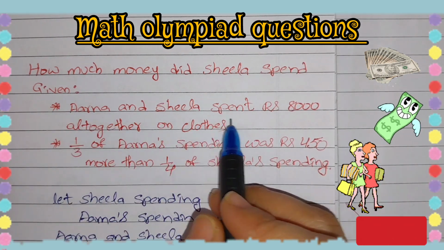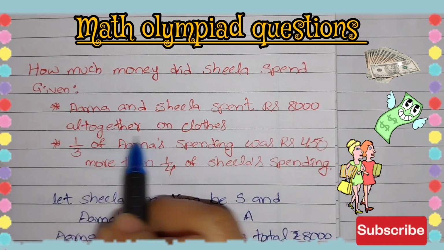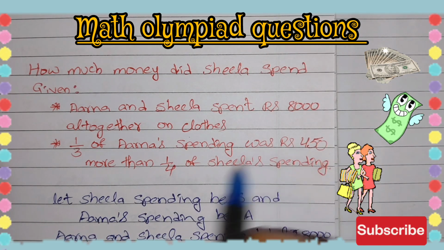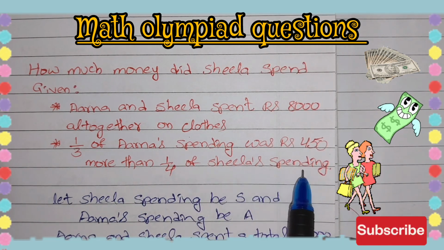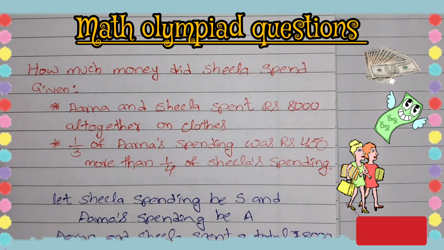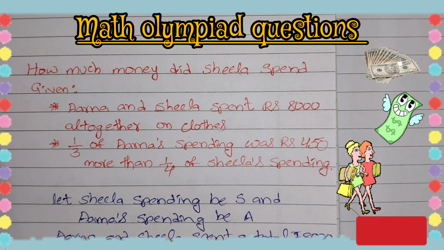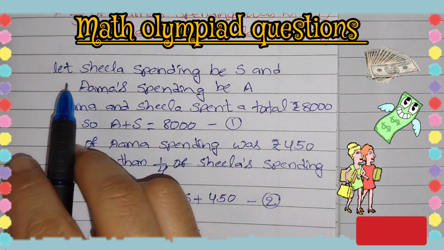Arna and Sheila spent 8,000 rupees altogether on clothes. 1/3 of Arna's spending was 450 rupees more than 1/4 of Sheila's spending. Read the question carefully and understand it: what is given, and what we have to find. Let's see how to solve this problem.